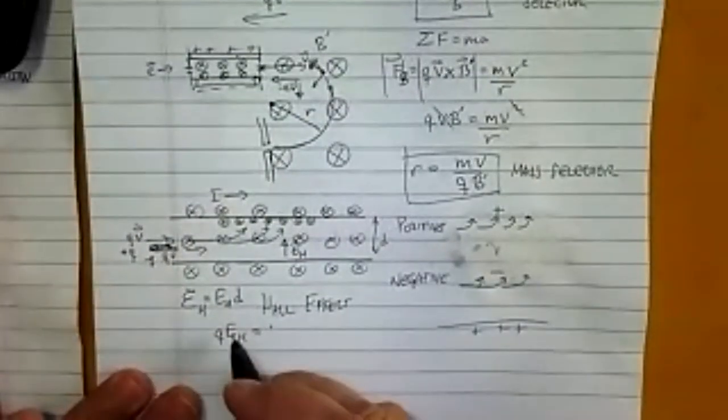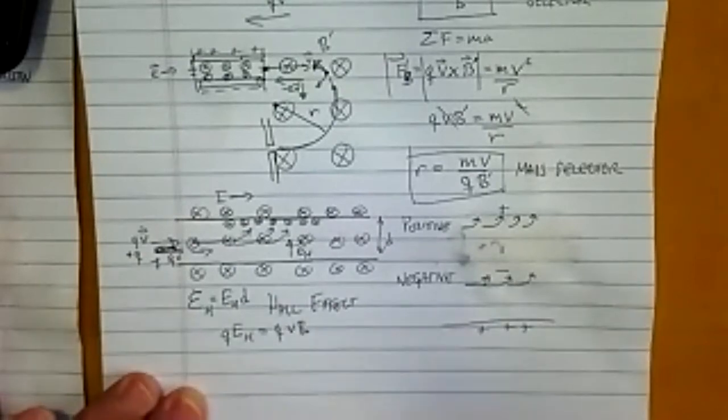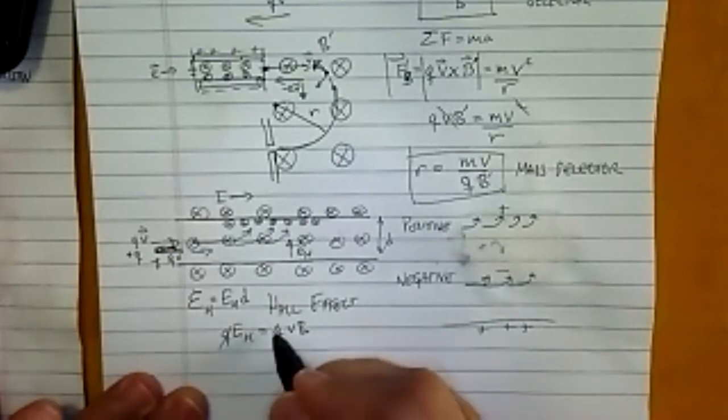When you have that, then you can say, well, I know that voltage difference, E Hall, is going to be equal to basically the electric field strength, because that's what this is. That's got to match the actual magnetic force. So we say Q times EH is actually equal to Q times the velocity times the magnetic field. Again, everything's perpendicular here. So the Q's cancel out.